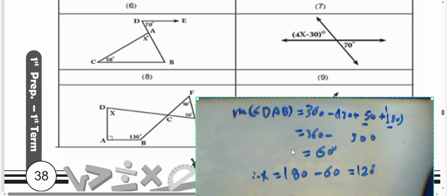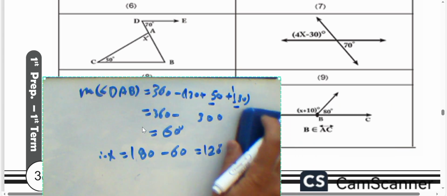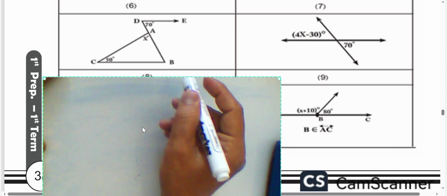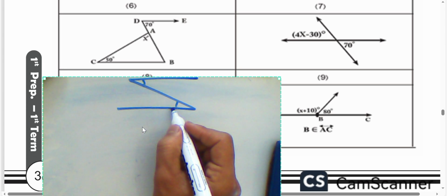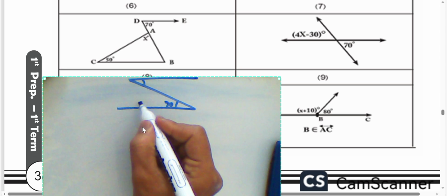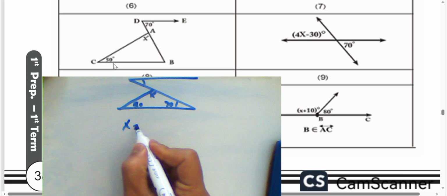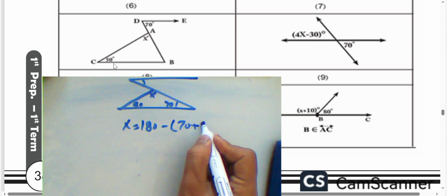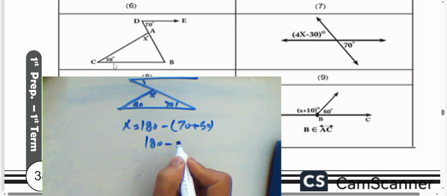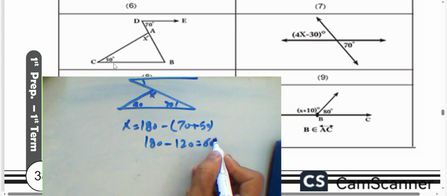Next question, number 6. We want to find the measure of angle x. We have two parallel straight lines and a third line, the transversal, so we have alternate angles. The measure of angle here, P, will be 70 degrees. And also we want to find the measure of angle x here. We have this angle here was 50. We can find angle x from this triangle. X equals 180 minus 70 plus 50. 180 - 120 = 60 degrees.